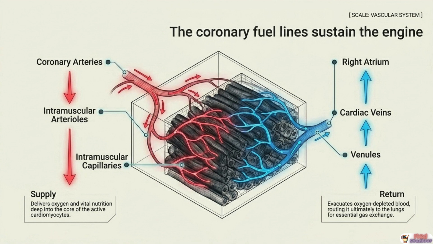These large vessels dive deep into the tissue, branching further into microscopic intramuscular arterioles that penetrate straight into the core of the active myocardium. These arterioles feed a dense network of intramuscular capillaries that weave around every single cardiomyocyte, delivering a constant supply of oxygen and key nutrients. Once gas exchange is complete, the return side of the system takes over. Deoxygenated blood is collected by small venules, which empty into the large cardiac veins. This spent blood is routed back into the right atrium via the coronary sinus, ready to re-enter the pulmonary loop for reoxygenation.